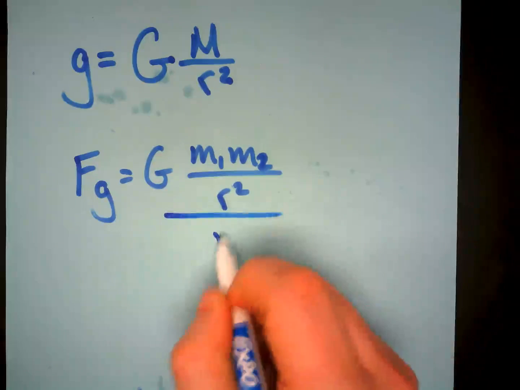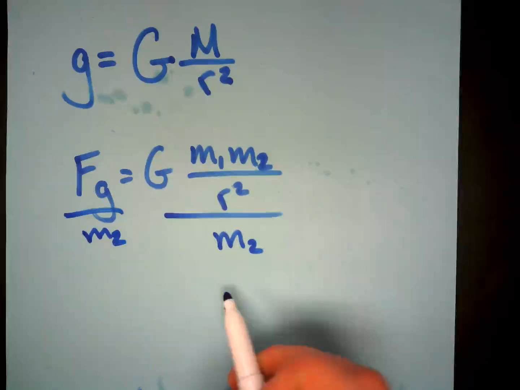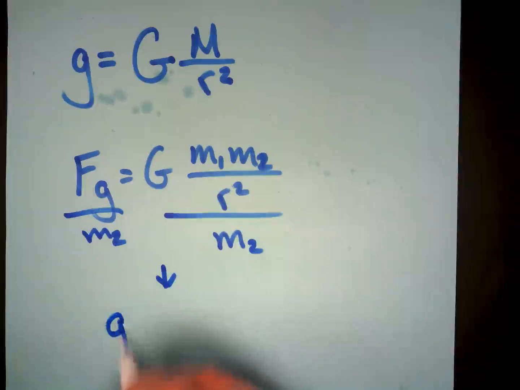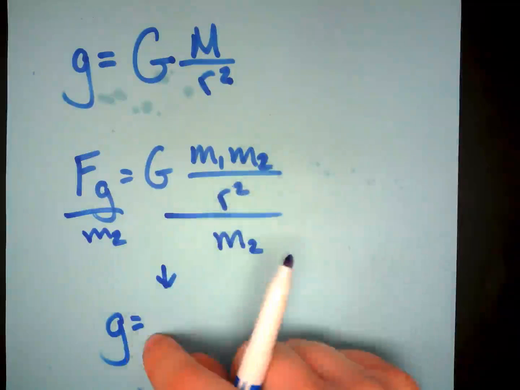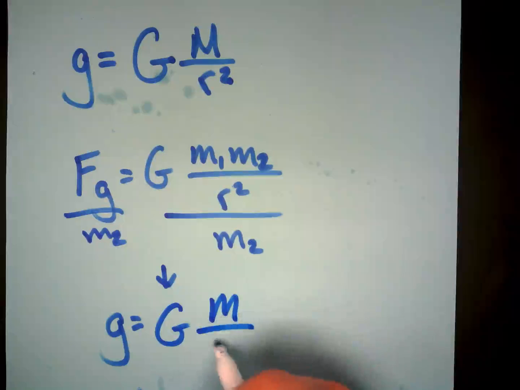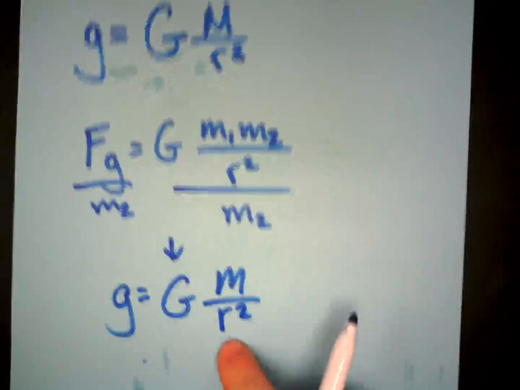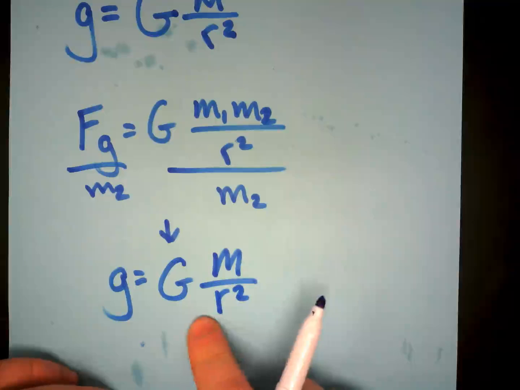So if we were to divide the mass of our guy here on both sides, we're left with just g, because of course F of g divided by m2 is going to give us g all by itself, and it just leaves it to this. So that's how we get this equation real quick, okay?